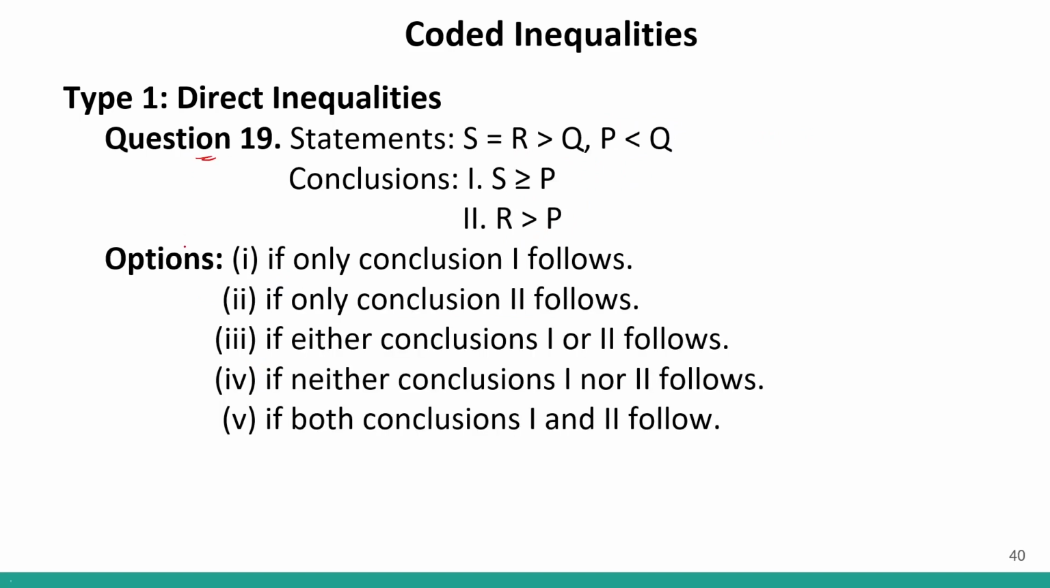Question number 19, statements and conclusions. So S is greater than equal to P. That means we will move from S to P. I can see if I combine this, I can see S equals to R, R is greater than Q and Q is greater than P. Correct? So based on this information, I can say that S is greater than P, but I cannot conclude that S is greater than equal to P. Correct? So this will be false.